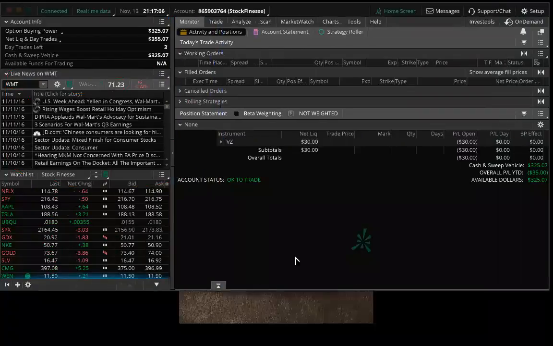I want you to write down these four in the watch list section of your syllabus. Last is the last price of the stock when the market was open, which in this case for Netflix is $114.78, since it's Sunday and the market's closed.